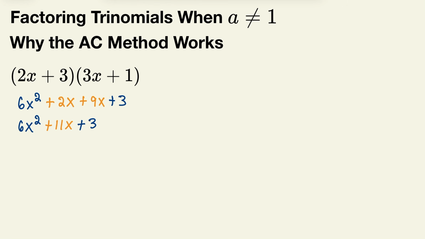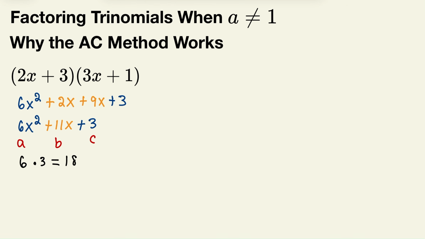So then our first step here is for us to multiply a times c. But let's identify a, b, and c first, okay? A is 6, b is 11, and c is 3. And what we're going to do is multiply a times c. So that is 6 times 3. And 6 times 3 equals 18. So we'll write 6 times 3 equals 18.